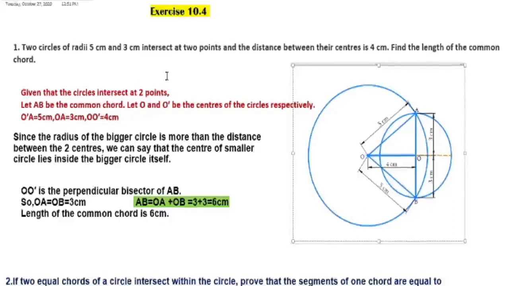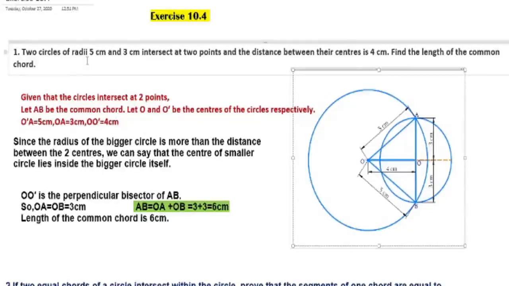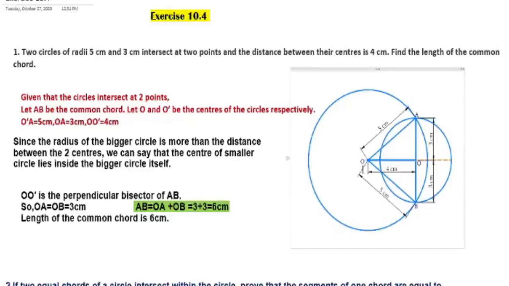So here we have two circles. The radius of the first circle is 5 cm and the radius of the second circle is 3 cm. First we can draw the figure. Here is the first figure, a circle of radius 5 cm. We take its center as O dash, the center of the first circle, with radius 5 cm. And the second circle has center O and radius 3 cm. And the distance between the centers of the two circles is 4 cm.